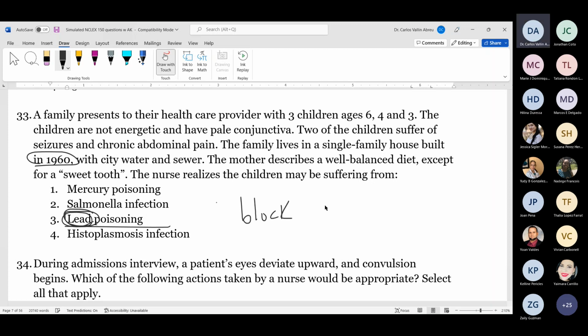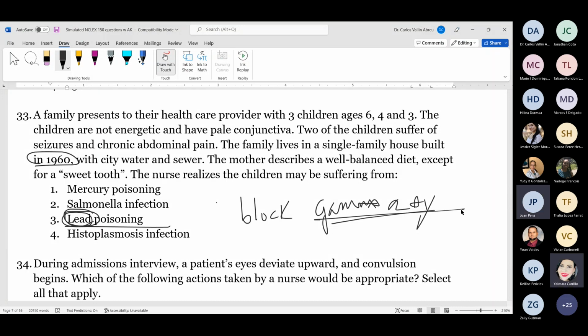What is the only metal that can block the gamma rays that emit, like a radioactive implant placed in a woman with cervical cancer? What is the only metal that can block the gamma ray? Lead. Lead, plomo. I just wanted to create memory, so you start connecting concepts, no?